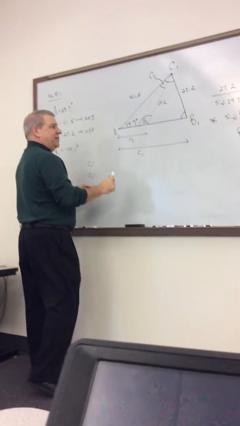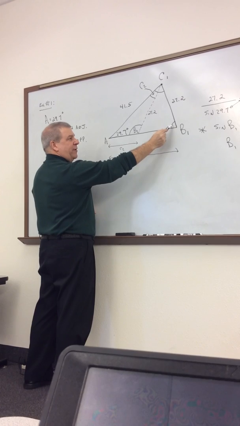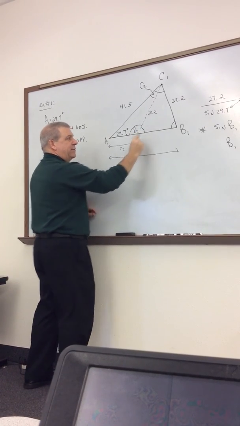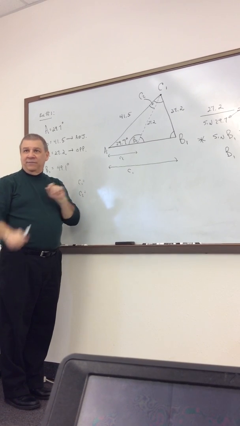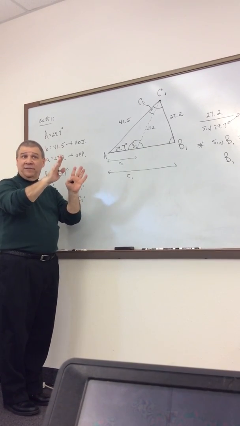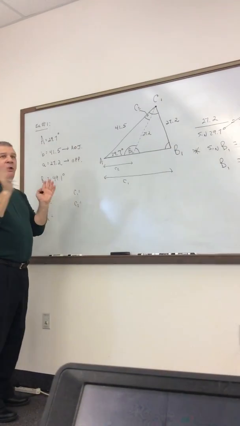Now, watch this. Someone's going to say, will this always be true? You just found this to be 49.1. Now look. Doesn't that also have to be 49.1? You just found. They're the base angles, right? Because that was isosceles. So once you get b sub 1, what are you always going to do?